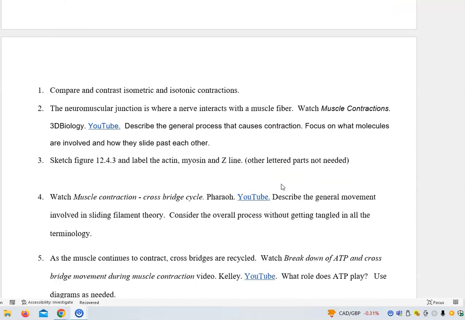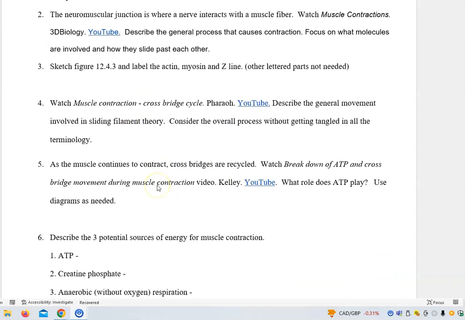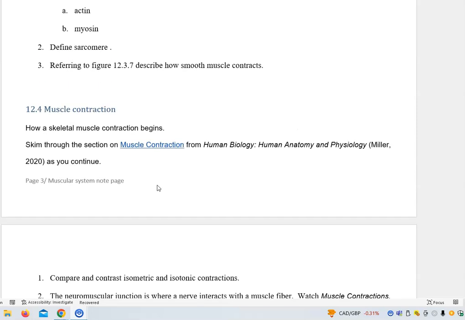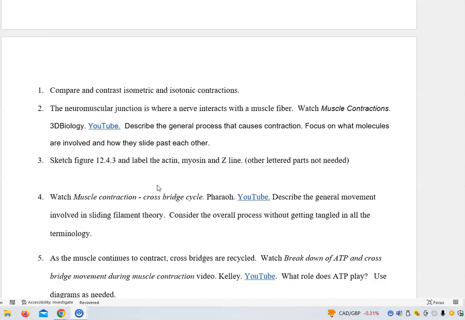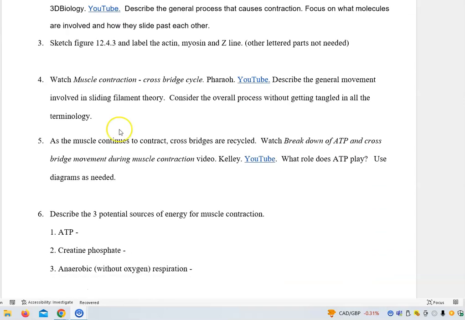Muscle contraction, and then also cross bridges, and then something called the, what's the word I want? Oh, neuromuscular junction. We'll talk about later. Okay, good.